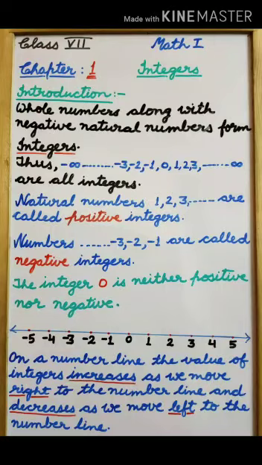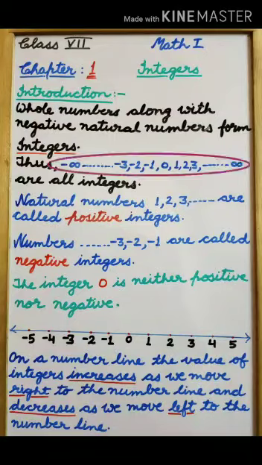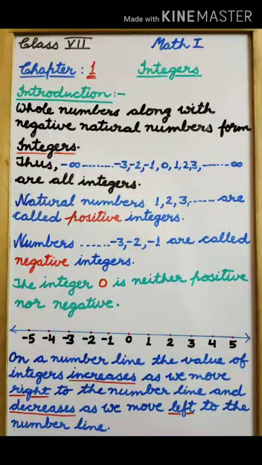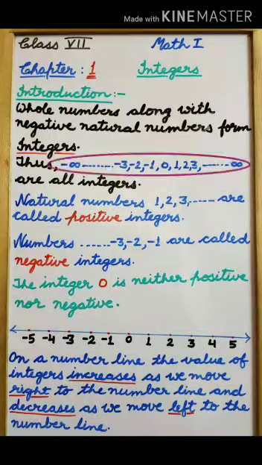Whole numbers along with negative natural numbers form integers. As we know, counting numbers are endless. So we take from minus infinity to minus 3, minus 2, minus 1, 0, 1, 2, 3, and so on till infinity as all integers.